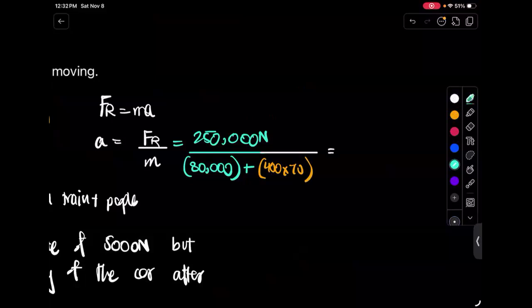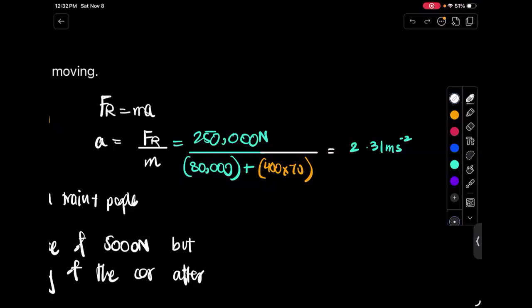What is the answer? Is that what you wrote, Hania? Or was yours different? No, it was the same. So 80,000 plus 400 into 70. Yep, that's right. That comes out to 2.31 meters per second squared.